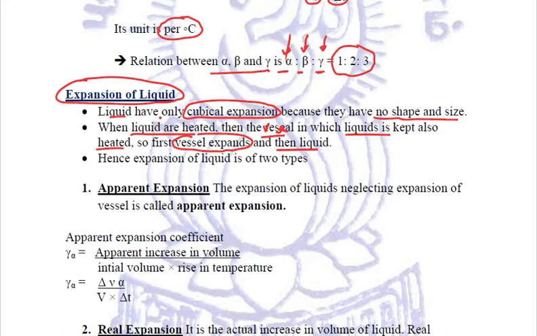So the expansion of liquid is actually of two types. One is the apparent expansion. Now what is apparent expansion? This is the expansion of liquids neglecting the expansion of the vessel. So apparently, visually, whatever change we see in the liquid, that is called apparent expansion.